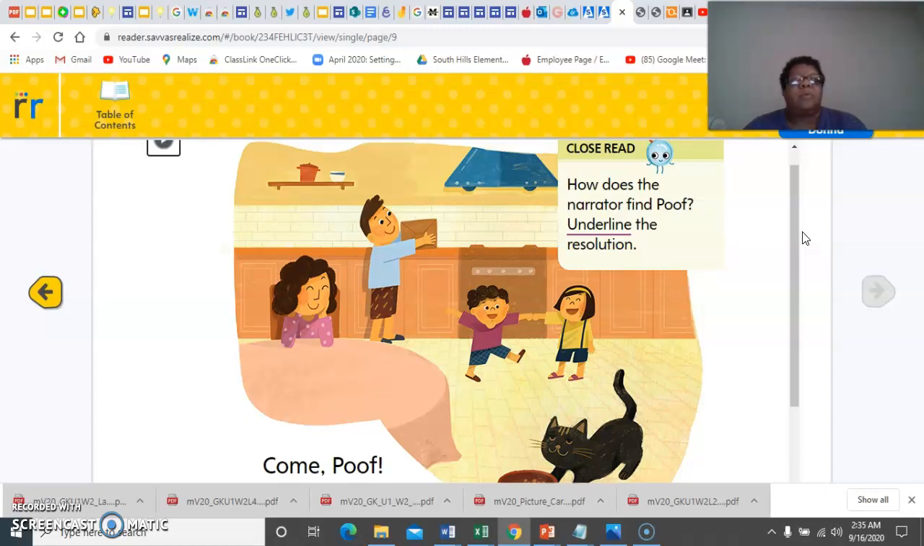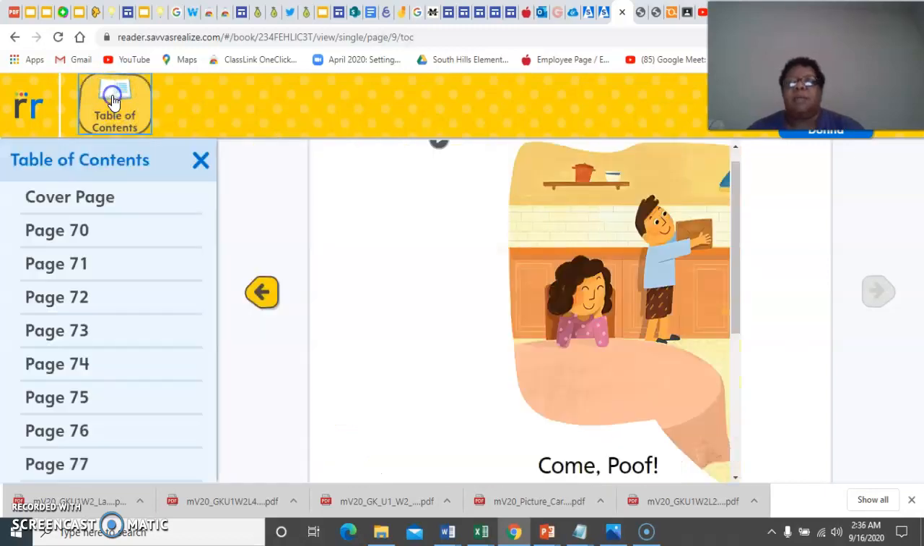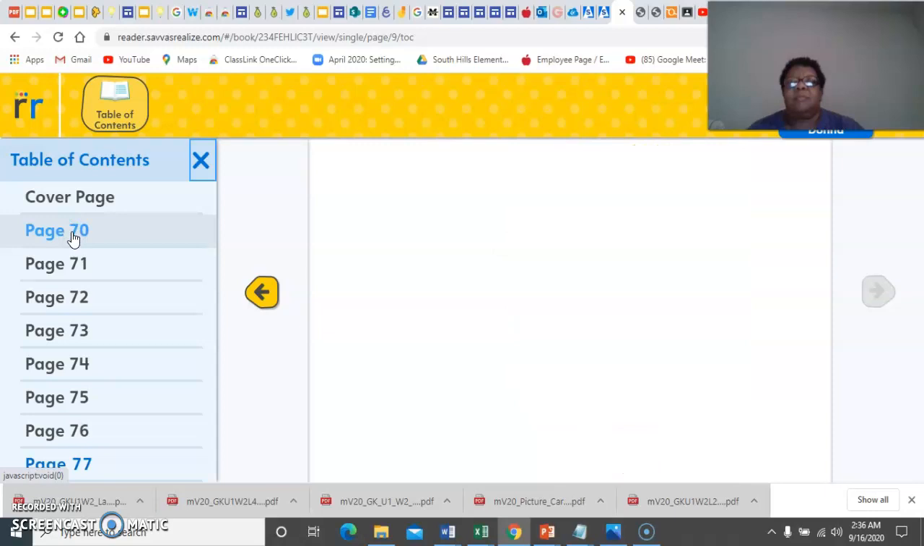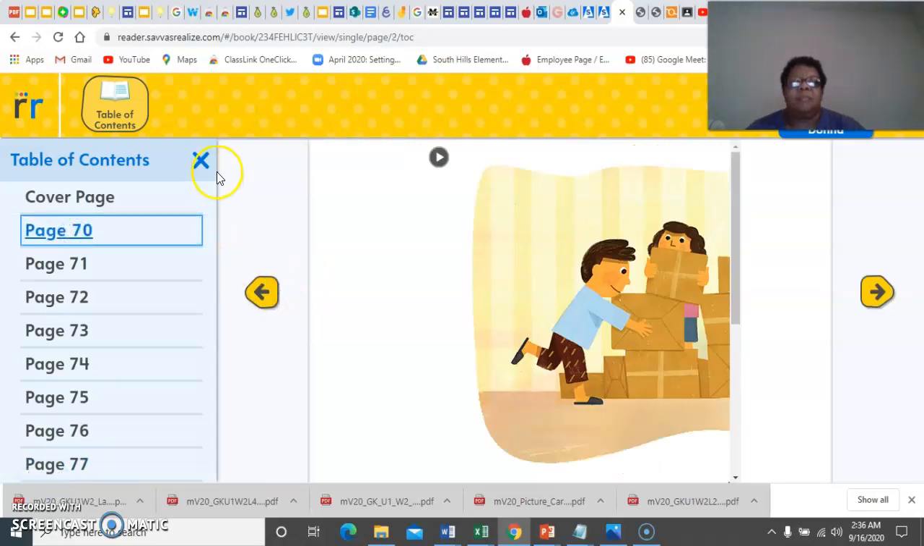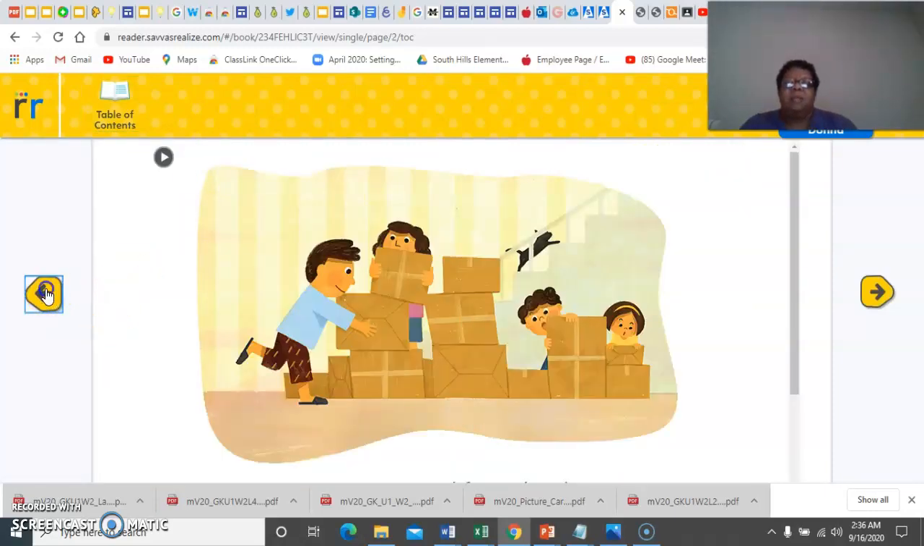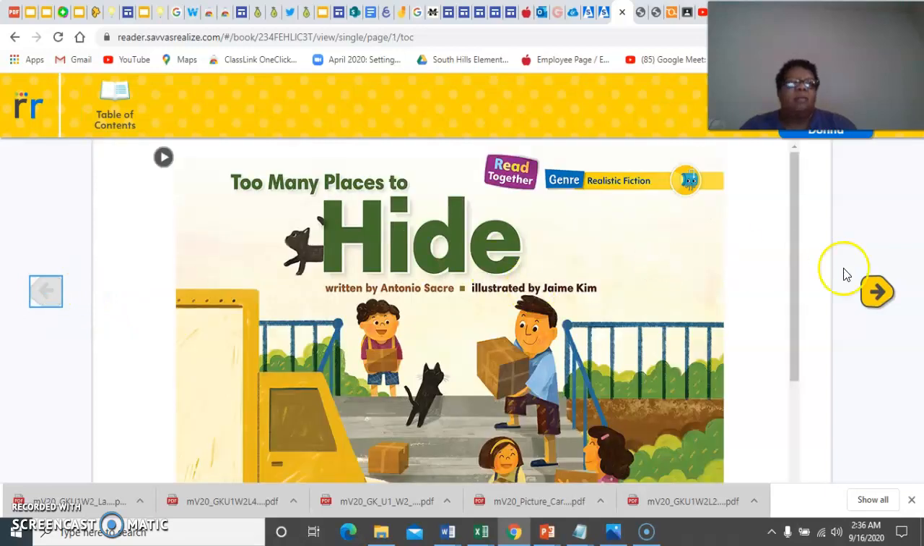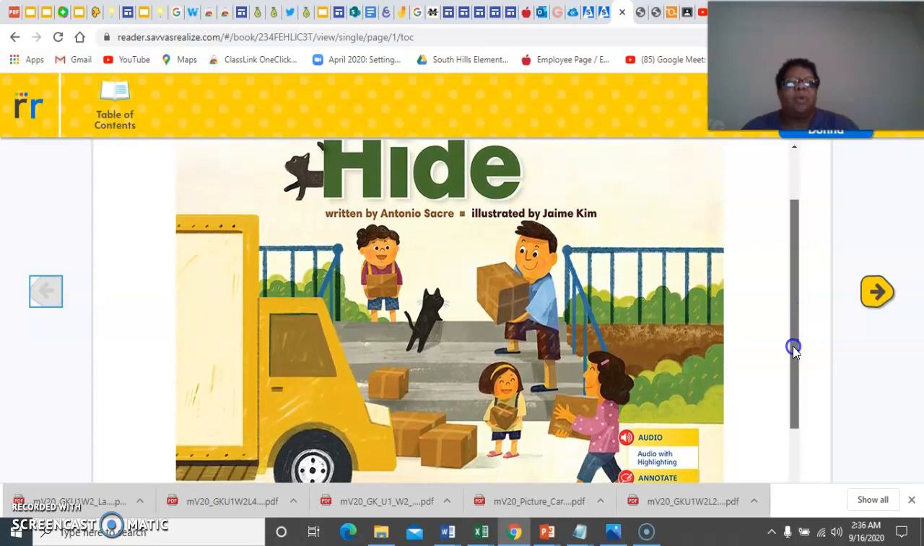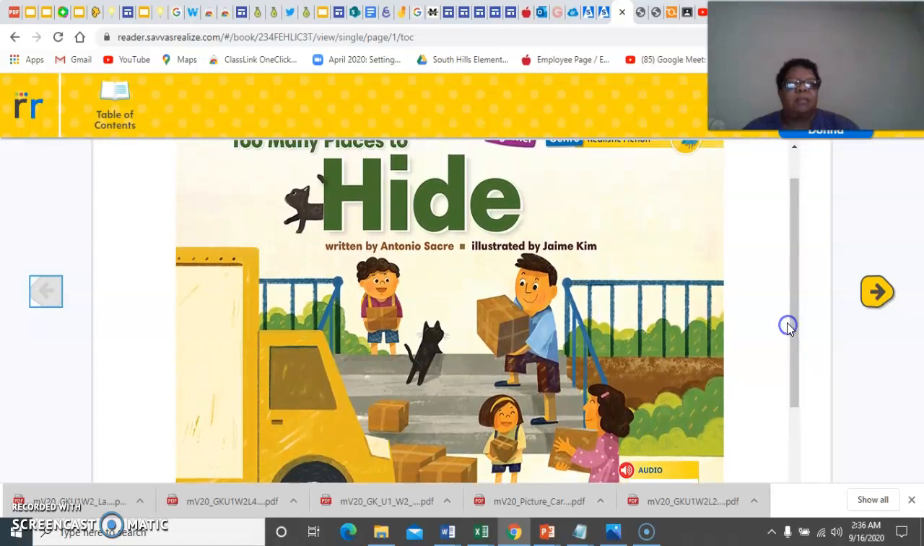Okay, so I wanted you to hear the story first before we talked about it. And let's go back to the beginning. At the beginning, we can see the details where they were getting ready to move and go to a new place. And we can tell by the boxes and the van.